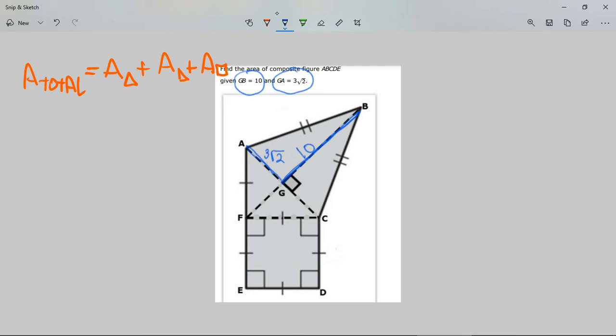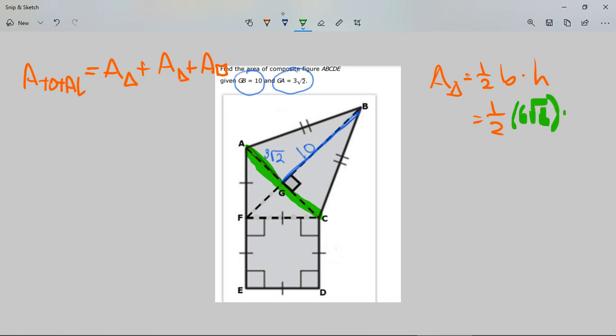So let's do the area of the triangle first, this top triangle right here. We're going to do that one right there first. Okay, so the area of a triangle is 1/2 base times height. So 1/2. What is the whole base, y'all? If half of it is 3 root 2, what are two of those things? 3 root 2 plus 3 root 2 equals 6 root 2.